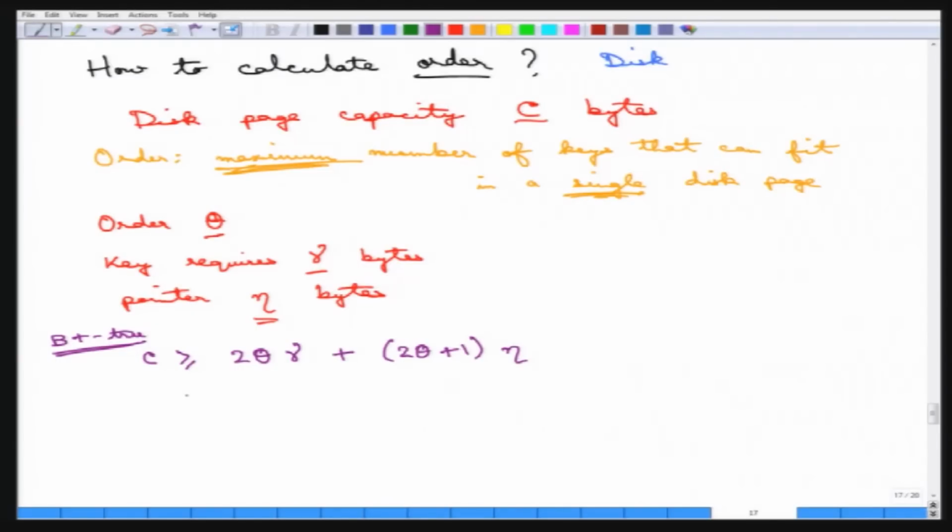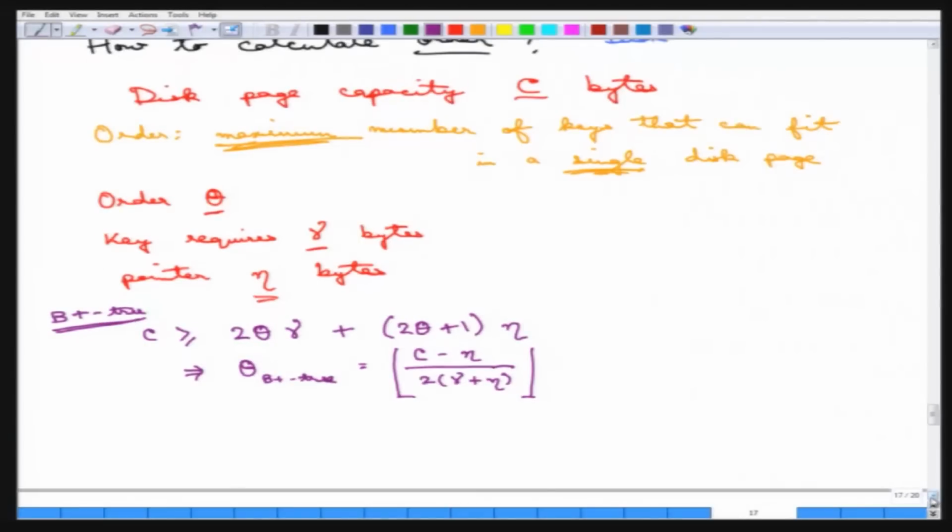If you calculate, theta for a B plus tree comes out to be C minus eta divided by twice of gamma plus eta, and of course one has to take the floor function of it. It is the maximum number that can fit. This is how to calculate the order for a B plus tree.